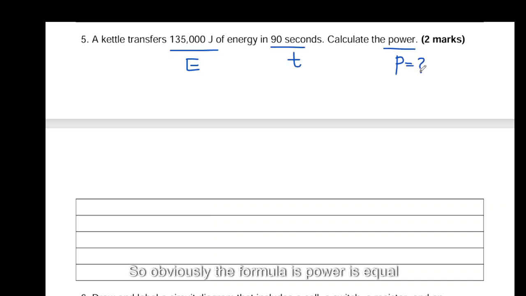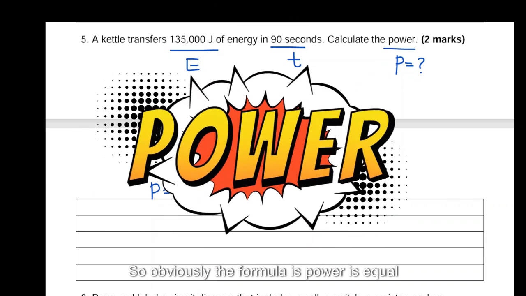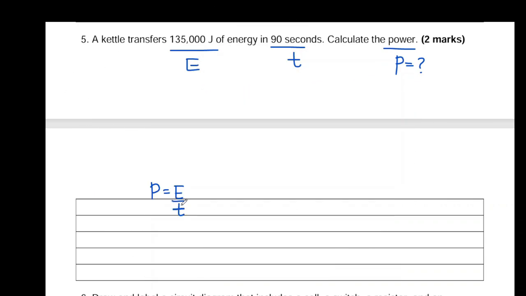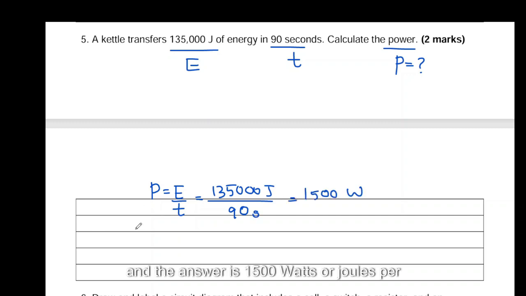Next question. A kettle transfers 135,000 joules of energy in 90 seconds. Calculate the power. So obviously the formula is power is equal to energy divided by time. So energy is 135,000 joules divided by 90 seconds. And the answer is 1500 watts or joules per second. They are both okay.